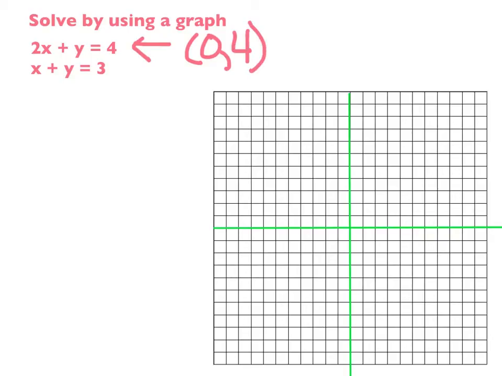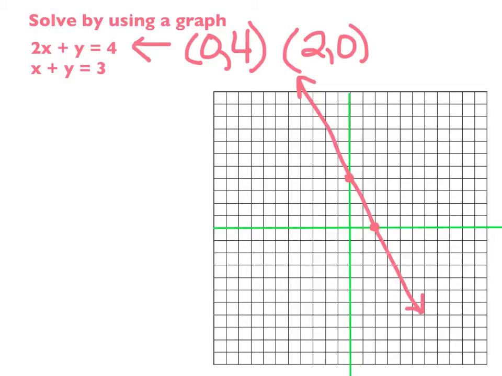0 plus y equals 4. So I'm going to plot a point at (0, 4). If I had 0 for y, then I would have 2x equals 4, and so I would have x equals 2, (2, 0). Here's my other point. Connect the dots. Make sure you do it straight because we're trying to actually find the intersection of these two lines.